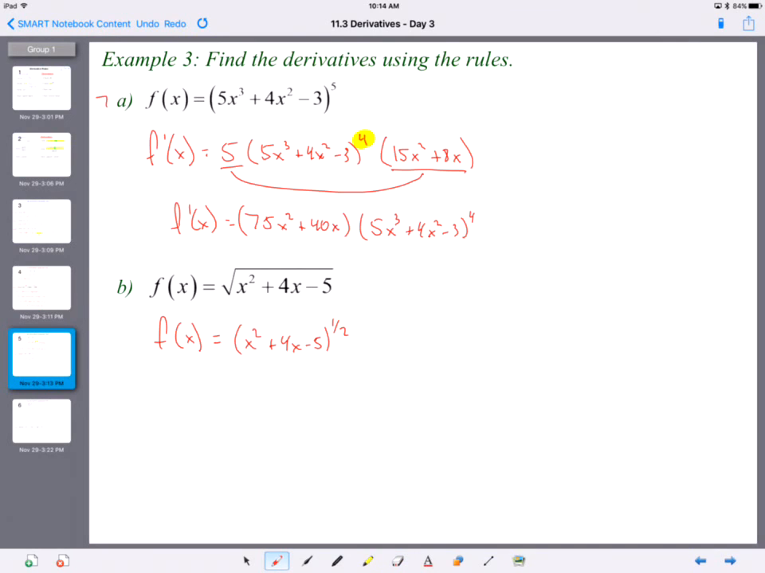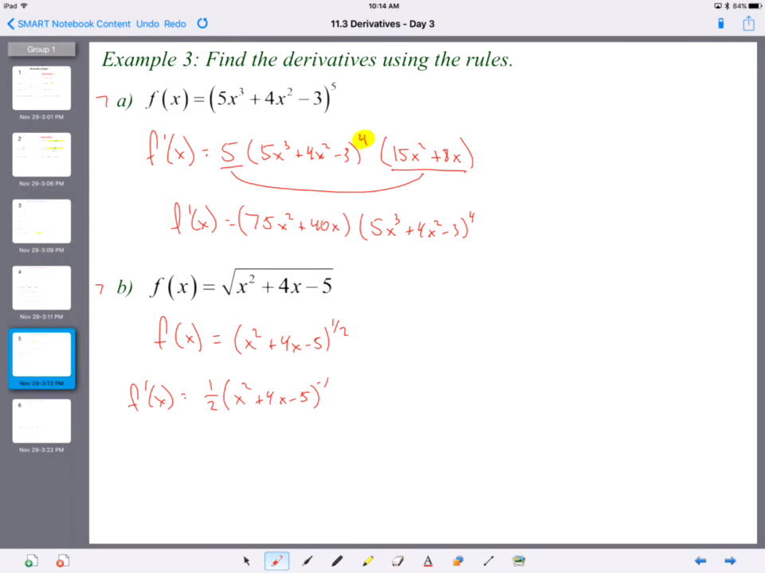So if you want to pause and try to go through this yourself, you can, or you can kind of watch as we go along here. So the derivative, same thing we just did a second ago. 1/2 moves to the front. The x squared plus 4x minus 5 stays the same. 1/2 minus 1 is negative 1/2.